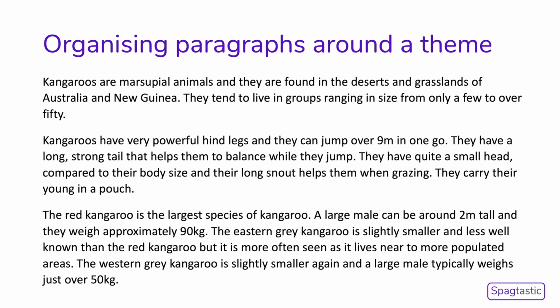The final paragraph says, "The red kangaroo is the largest species of kangaroo. A large male can be around 2 metres tall and they weigh approximately 90 kilograms. The eastern grey kangaroo is slightly smaller and less well known than the red kangaroo, but it is more often seen as it lives near to more populated areas. The western grey kangaroo is slightly smaller again, and a large male typically weighs just over 50 kilograms." This information is all about different species of kangaroo. As you can see, each paragraph contains ideas that are connected around a theme.